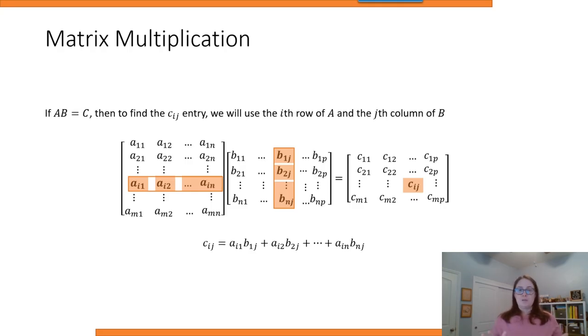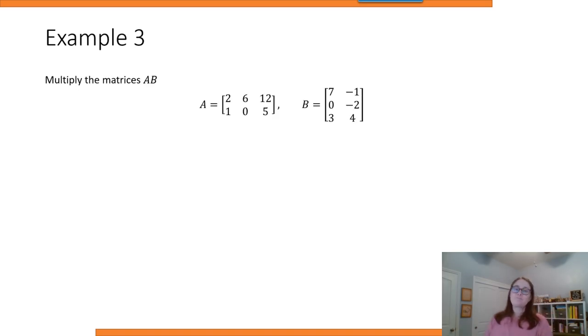So again, you probably didn't get all that just from my explanation, so let's do an example to make this a little more concrete. I have a matrix A, which is a 2 by 3 matrix, and matrix B, which is a 3 by 2 matrix.